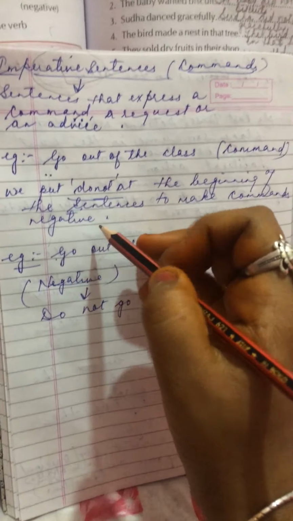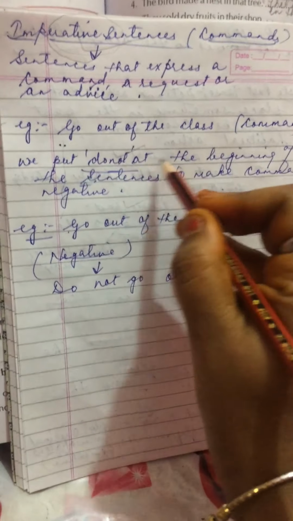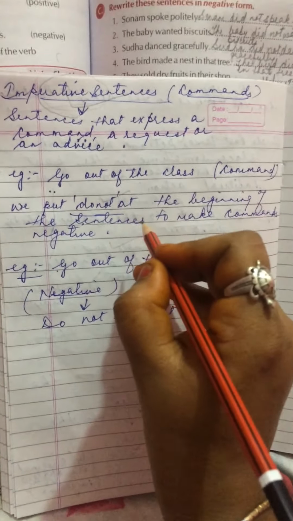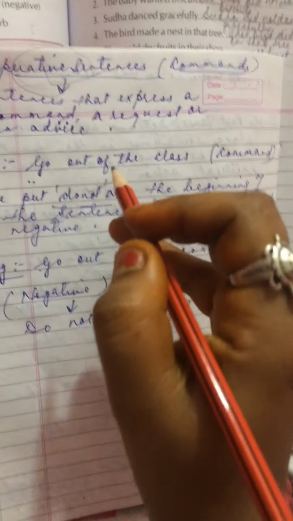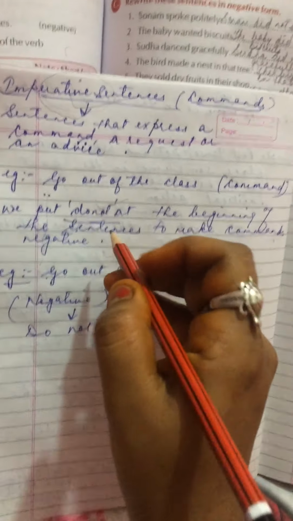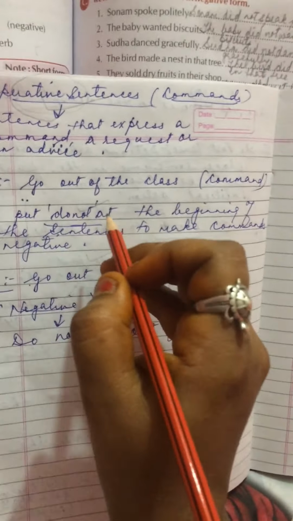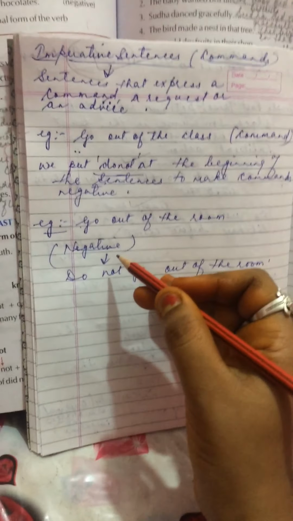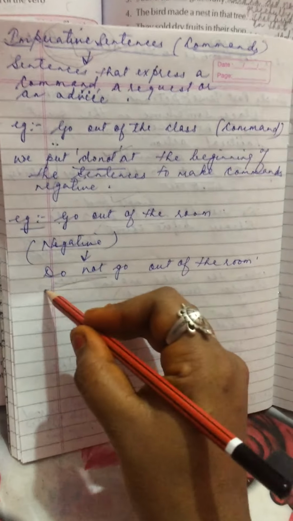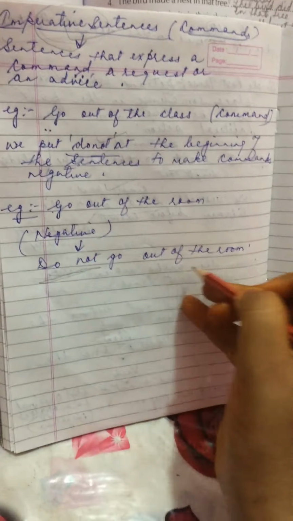And for a negative sentence, we will use do not here. We put do not at the beginning of the sentence to make commands. When there is a command in the sentence, we have to put do not at the very beginning of the sentence. Example: go out of this room. You have to change this positive sentence into a negative one, so you add do not and write: do not go out of the room.